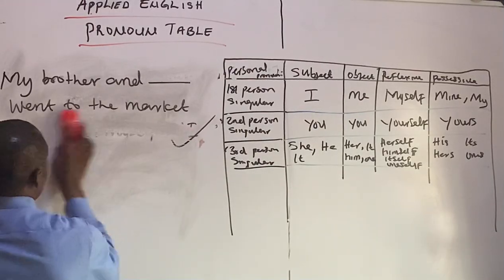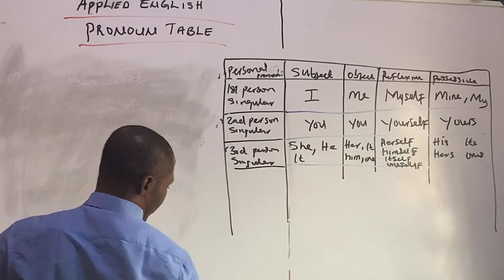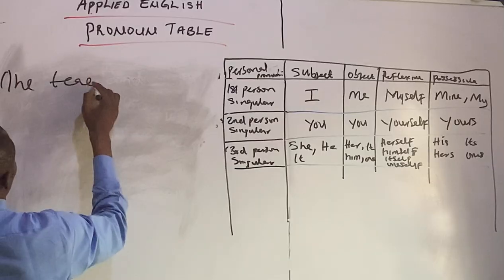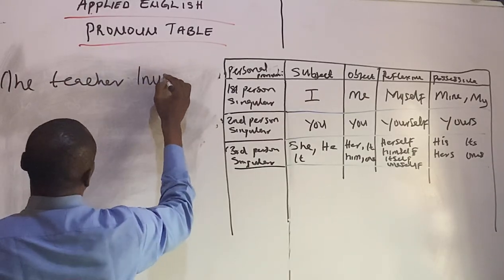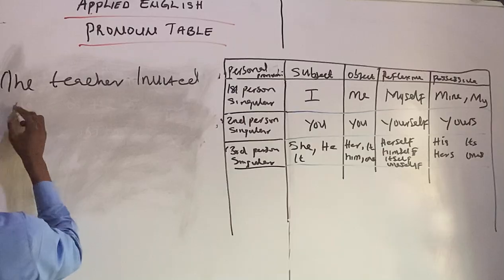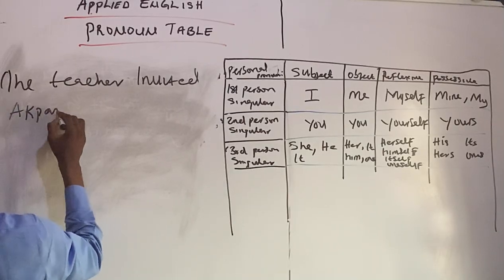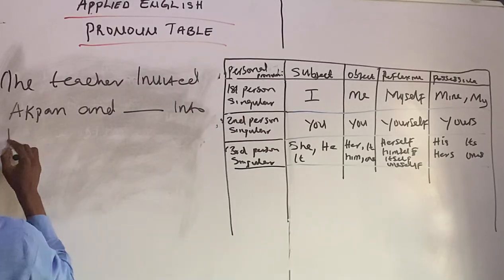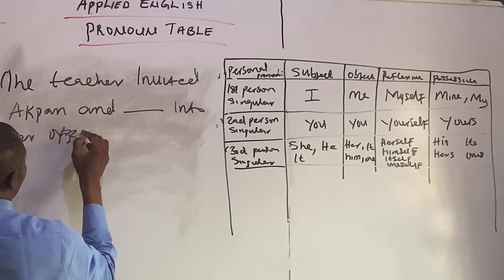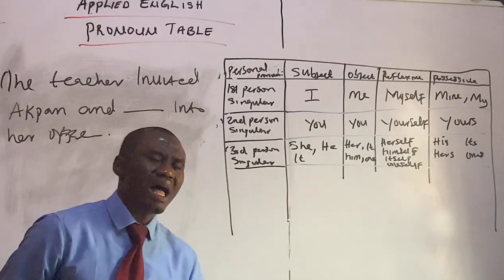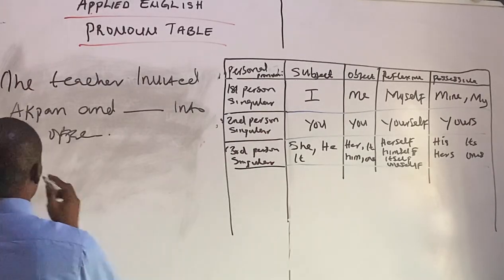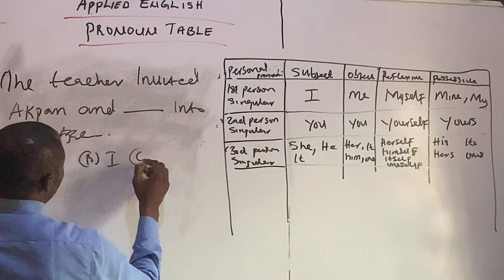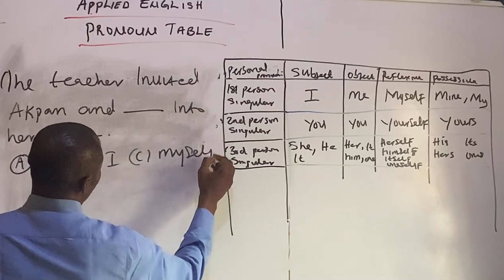All right. Now, let's look at this one. The teacher invited Atman and Dash into her office. The teacher invited Atman and Dash into her office. A, Atman and me. B, Atman and I. C, Atman and myself. What's the right answer?